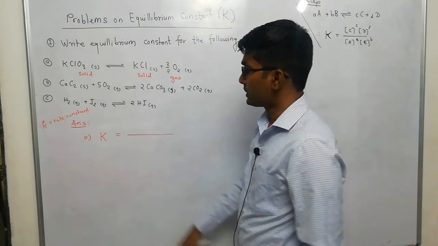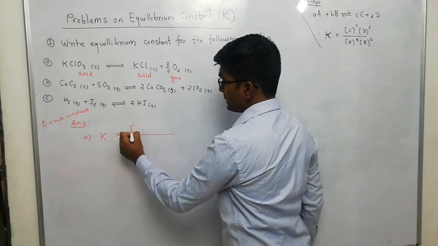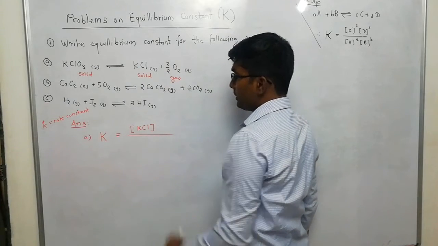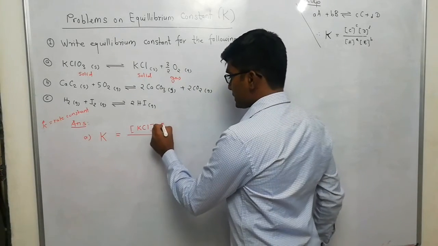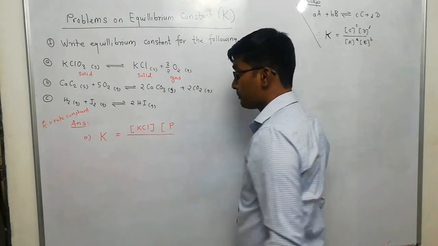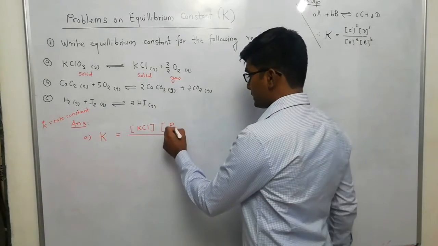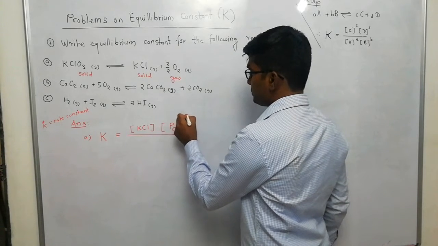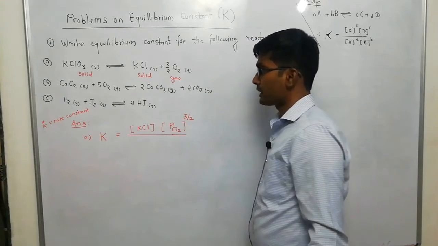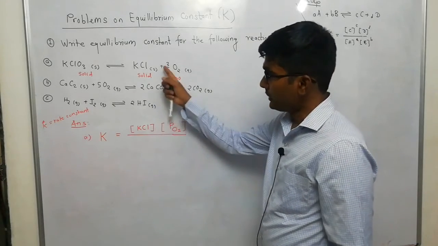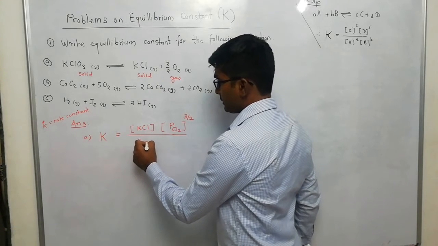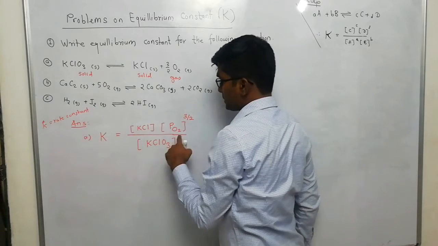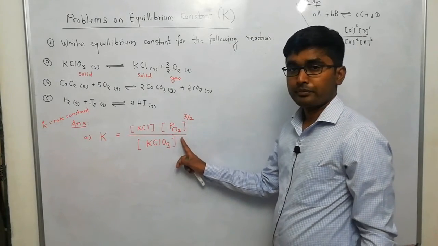This capital K is equal to the concentration of product divided by the concentration of the reactant. Now KCl is in solid state, so let us write KCl in square brackets. This oxygen is in gaseous state, so we will take capital P, the pressure of oxygen gas, raised to 3 by 2. These are the stoichiometric coefficients, divided by the concentration of the reactant. Here the reactant is KClO3 and there is 1 mole, so its power will be 1.